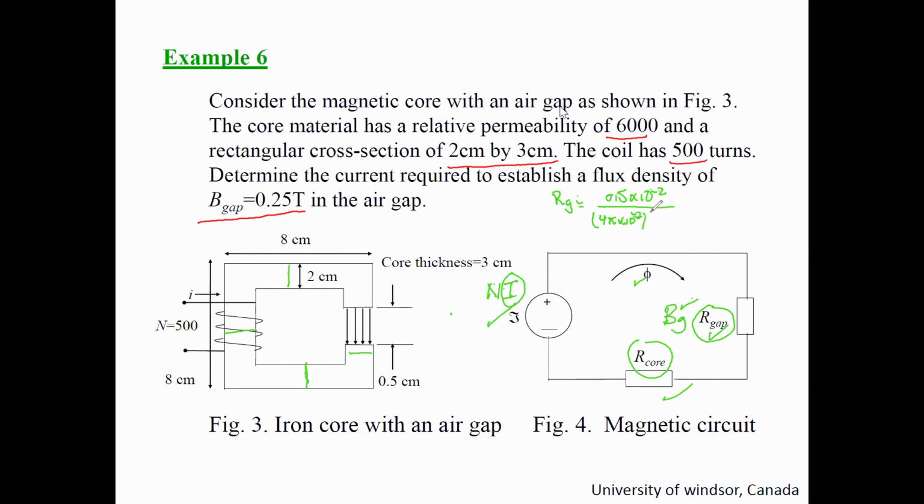Do we have a fringing coefficient? No. What's the area? The area is as given, 2 by 3, multiplied by 10 to the power minus 4. Okay? So is it clear?